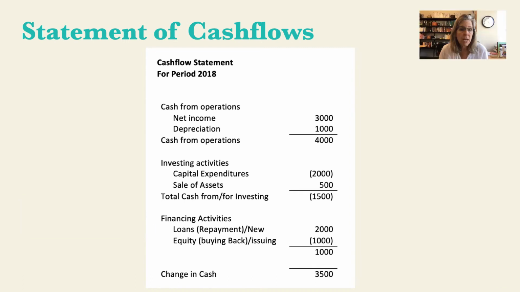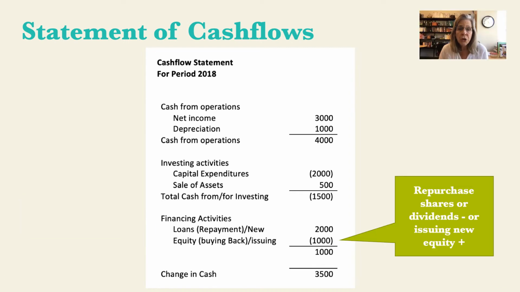In the equity portion, we can return money to the shareholders in two ways. One is we can buy back shares or we can pay dividends. That would be a negative in this aspect. So in this case, we have a negative $1,000 where we returned money to the owners. We can also issue new equity, so we can sell more shares of our stock, and that would be an income into the cash flow. So in this case, we have a net of $1,000, which is the new loans, less the amount we paid back to shareholders.